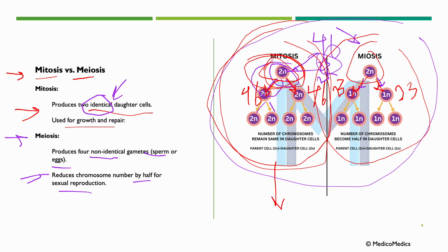Mitosis involves one round of division, maintaining its chromosome number, while meiosis involves two rounds of division. We have meiosis 1 and then we have meiosis 2, reducing the chromosome number by half and introducing genetic diversity through processes like crossing over and independent assortment.